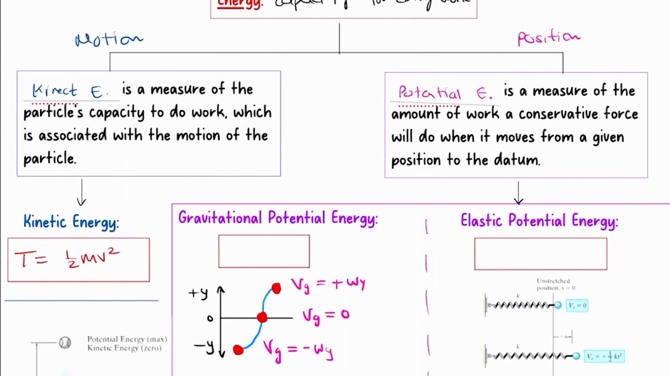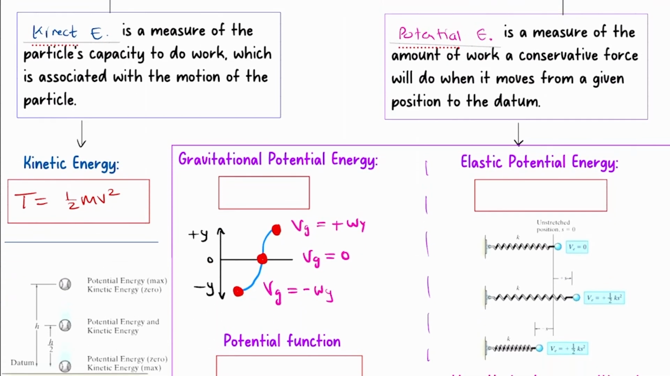However, for position, we have different types of potential energy. We have gravitational potential energy. We define it here by V, lowercase g, so potential energy when it comes to gravity. And this is equal to the weight times the change in height.